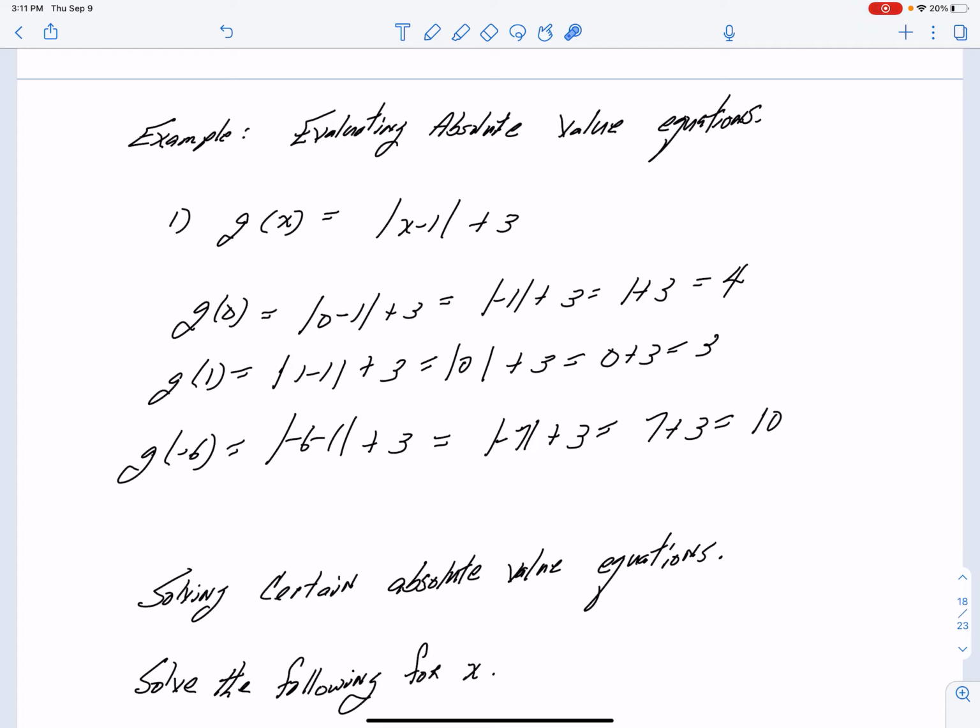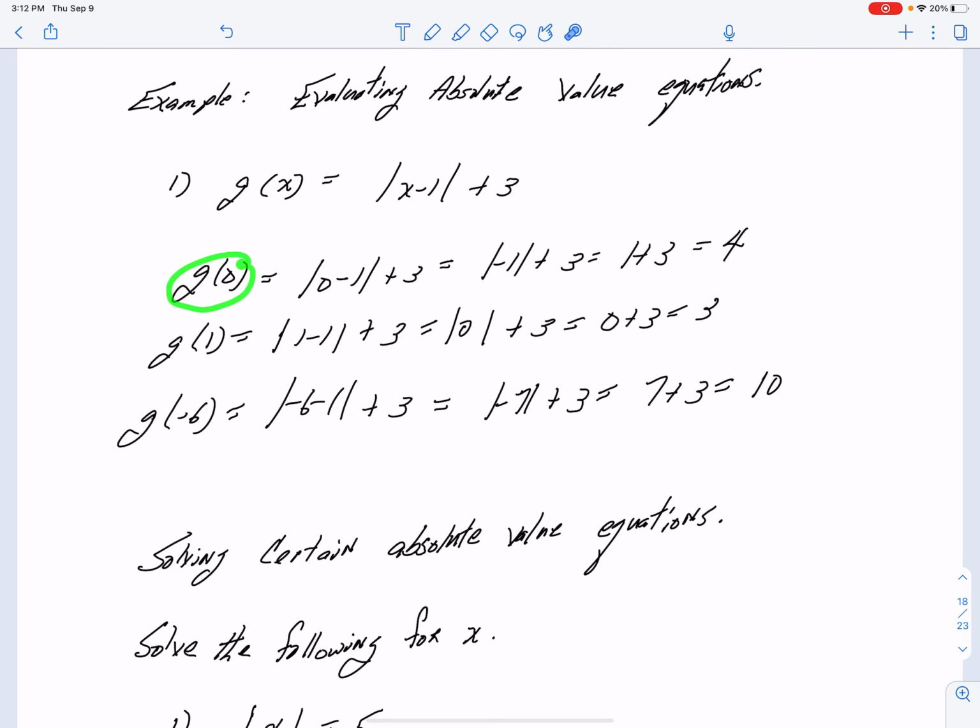Now let's talk about evaluating absolute value equations that are a little more complicated. So let's suppose g of x is the absolute value of x minus 1, add 3. That's our function. Then what would g of 0 be? Well, I just plug in 0. I get the absolute value of 0 minus 1, add 3. Or, if I simplify the inside, the absolute value of minus 1, add 3, which is 1 add 3, or 4. So g of 0 gives me a value of 4.